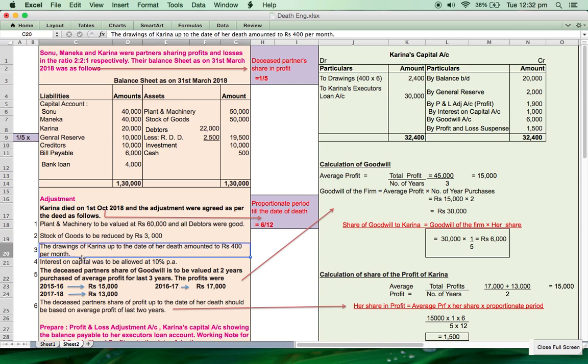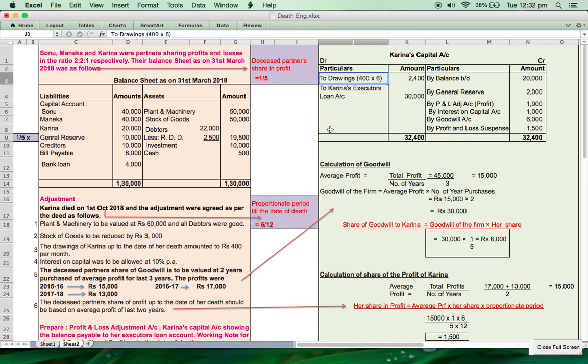Next adjustment, the drawings of Karina up to the date of death amounted to 400 per month. Drawings we always show at the debit side of partner's capital account. So here you would find it at the debit side, to drawings. Amount is 400 into 6 because the period for which you need to calculate it is 6 months. So total drawings would be 2,400, which is 400 into 6 months.